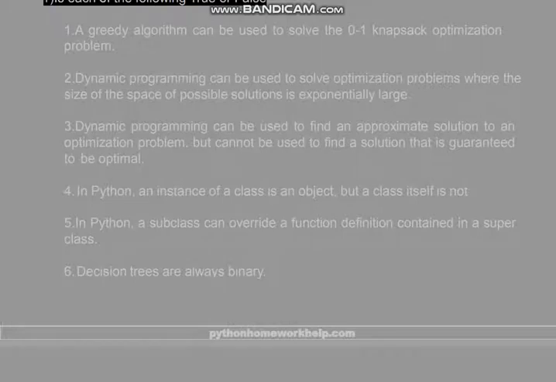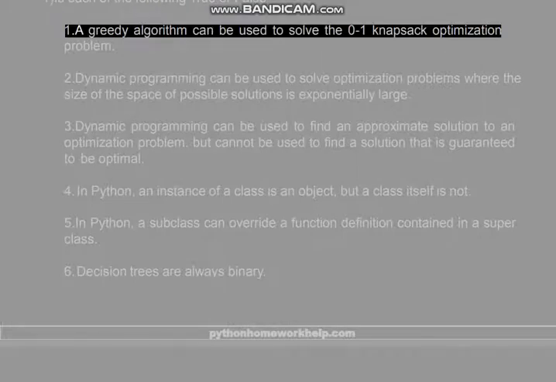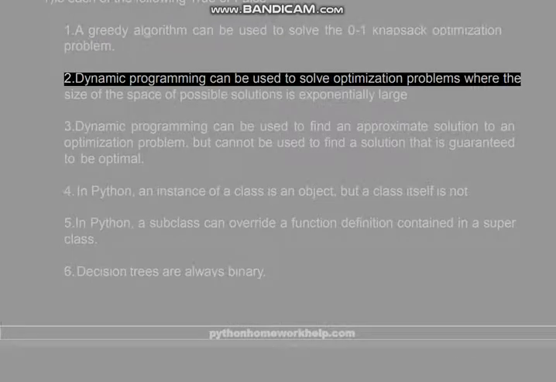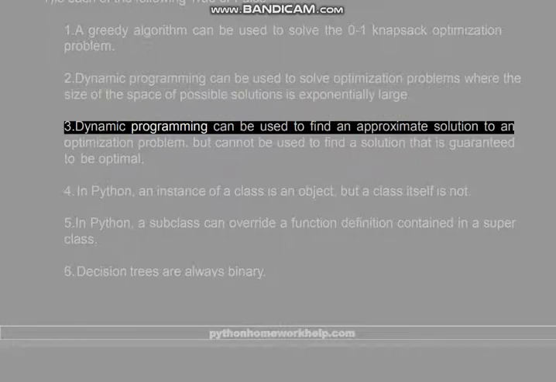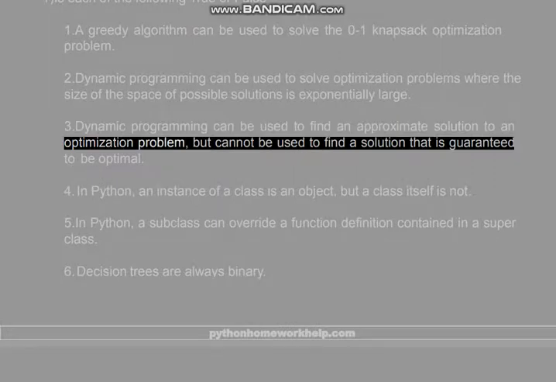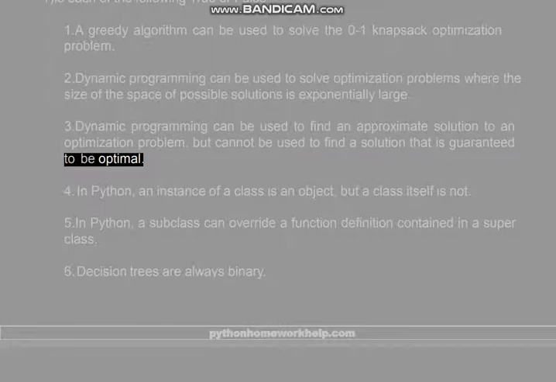1. Is each of the following true or false? 1. A greedy algorithm can be used to solve the 0/1 knapsack optimization problem. 2. Dynamic programming can be used to solve optimization problems where the size of the space of possible solutions is exponentially large. 3. Dynamic programming can be used to find an approximate solution to an optimization problem, but cannot be used to find a solution that is guaranteed to be optimal.